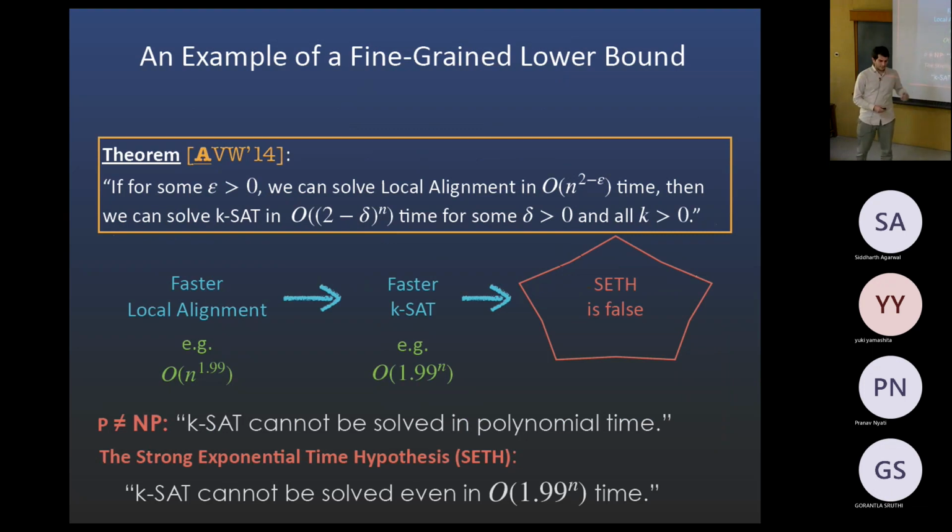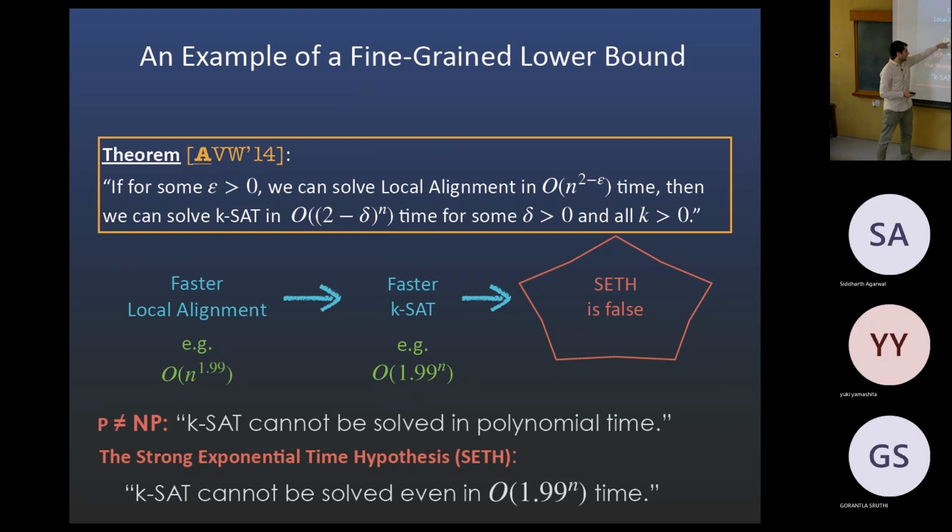So here's an example of this kind of result. For the same local alignment problem we saw earlier, one could show that if you solve it in subquadratic time by an optimal exact algorithm, then you can translate this into a 1.99 to the n algorithm for SAT, and this will break this conjecture. So this is the kind of lower bound statement we have in this body of work.